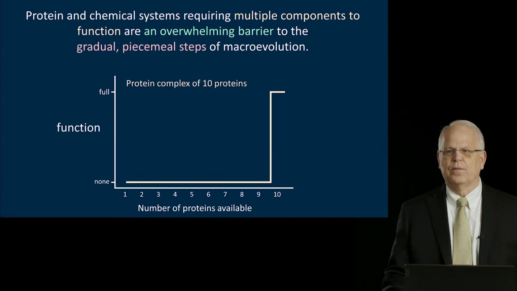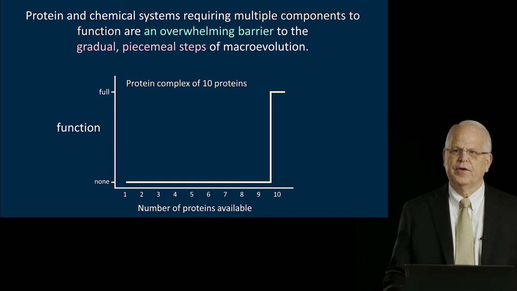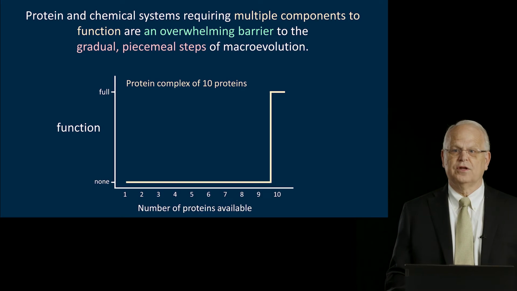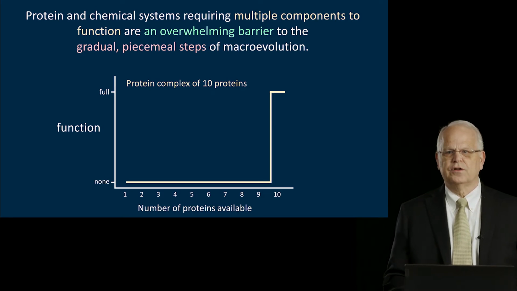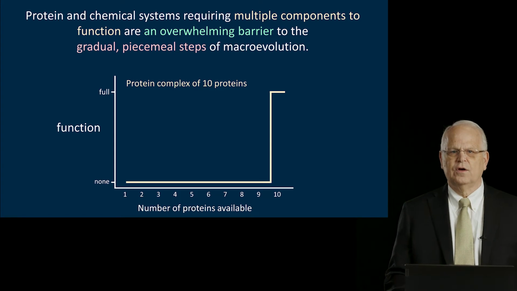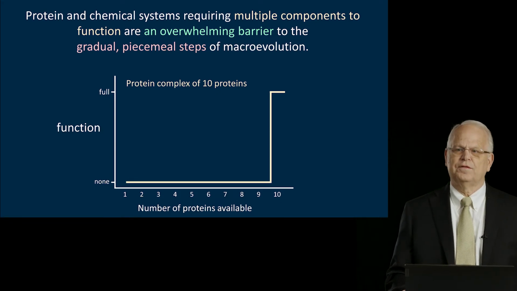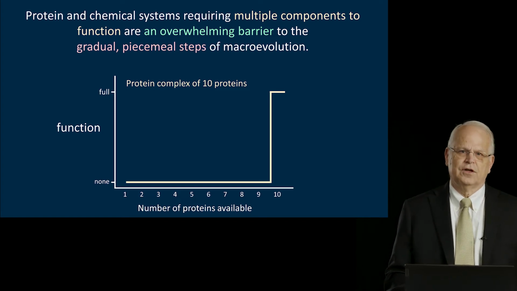So for example, if we had a protein complex, and there are many protein complexes in the body, if we chose one particular protein complex of 10 proteins, that complex needs all 10 proteins to function, and that's shown here on the graph, with function on the y-axis and number of proteins available on the x. If you just had one protein, that complex wouldn't function. Even if you had 5, even if you had 9, that complex would not function.